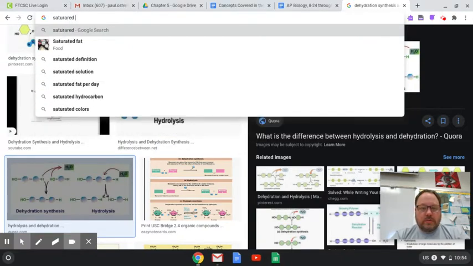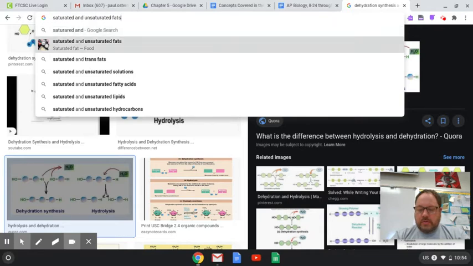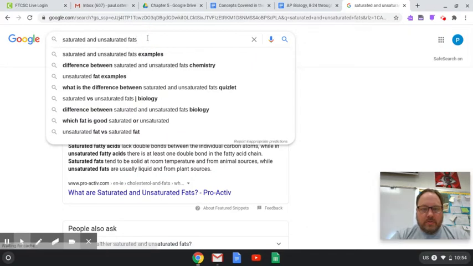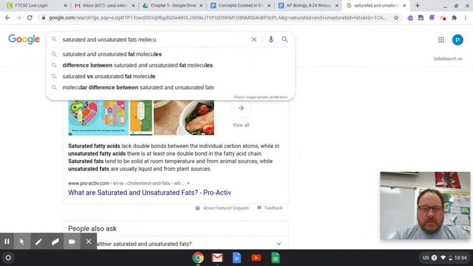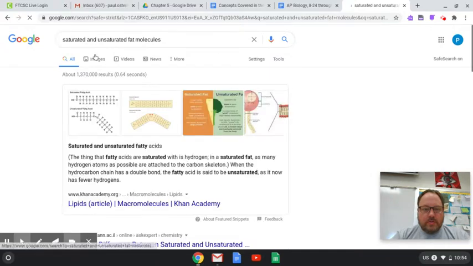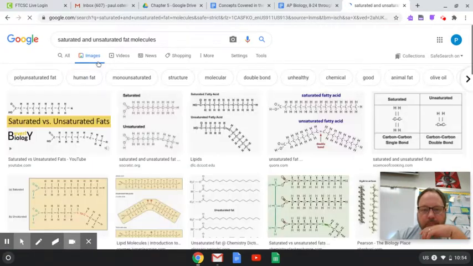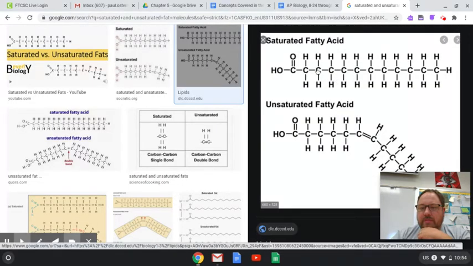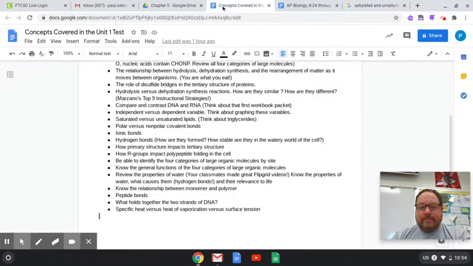Let's see if I can find an image for that. Let's look up molecular. Okay. So here's a nice comparison. There's your saturated fatty acid tail, all single bonds, is straight. Unsaturated has a double bond, so it's bent. So one's going to be solid at room temperature, the other's going to be liquid.